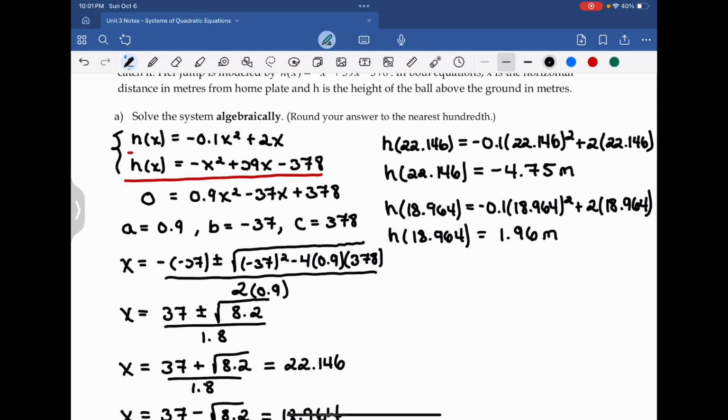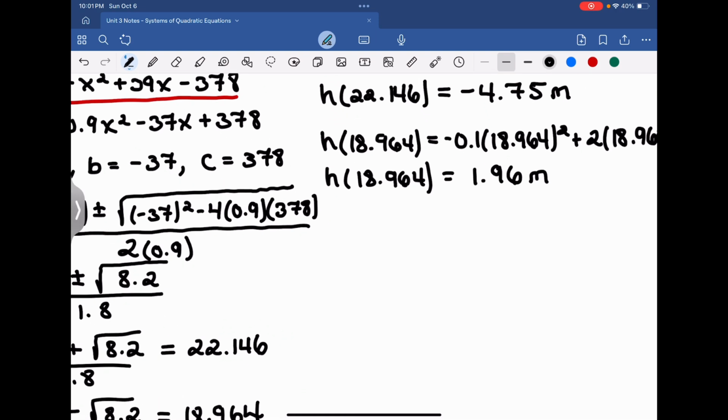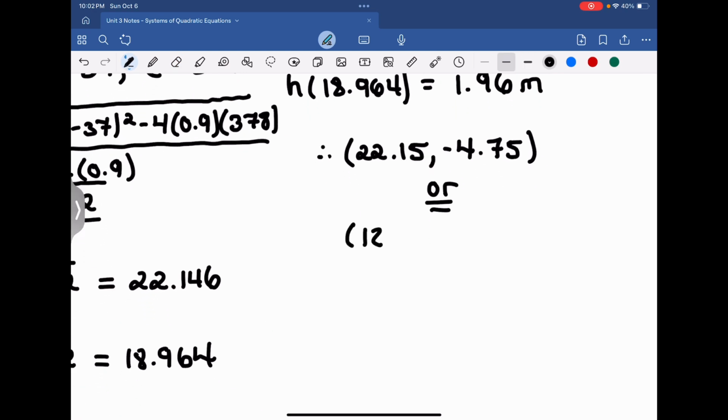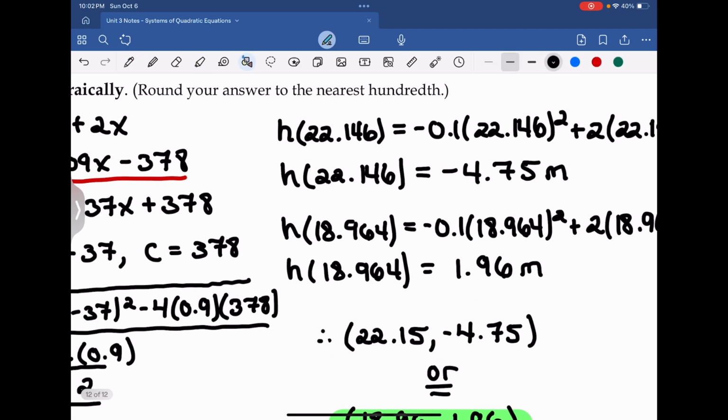Based on the fact that these are solutions, what we can now do is go below and write the ordered pairs. Our x value was 22.15, rounded to the nearest hundredth, and negative 4.75. Or we have 18.96 and 1.96. Now, clearly, there's only one solution in this case because the other one is going to be extraneous.